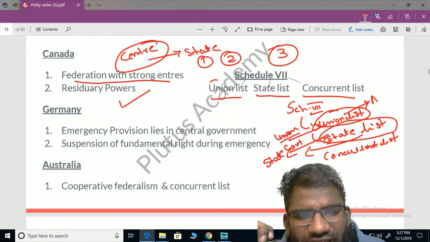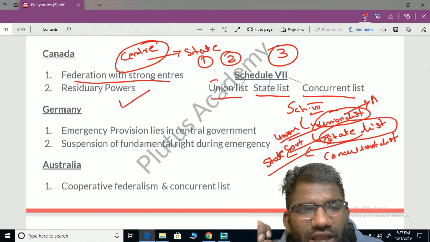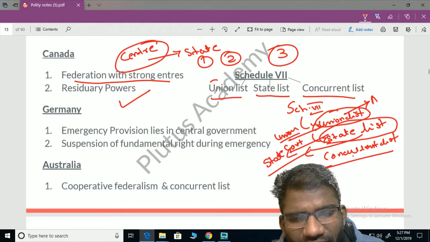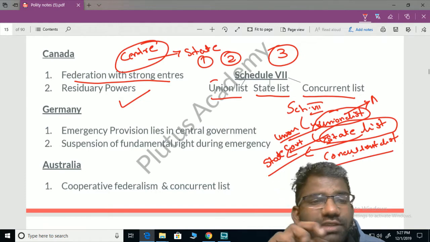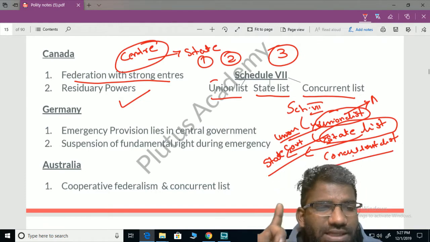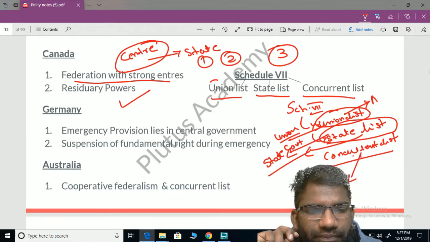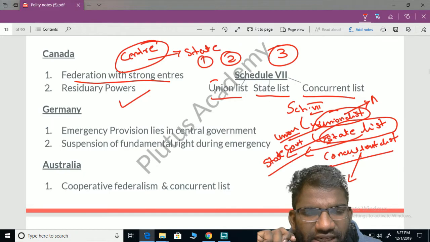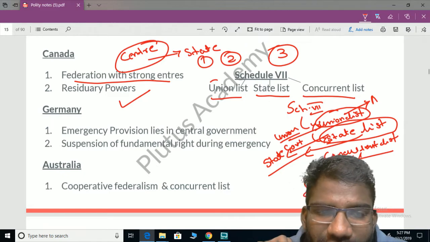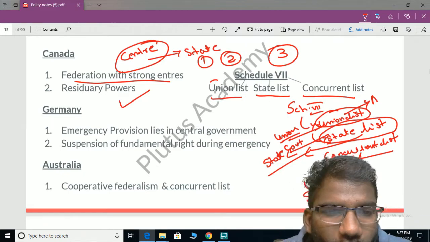There are some subjects in which the state government can make laws. In the concurrent list, some items lie under the purview of the state government as well as the union government. That means for the subjects in the concurrent list, both the state government and the union government can make laws.